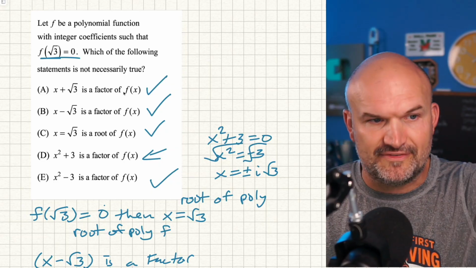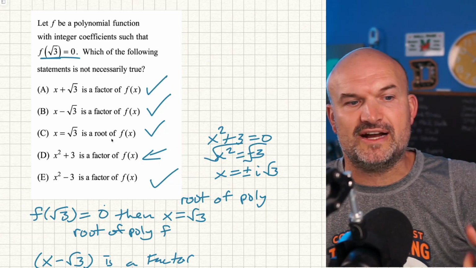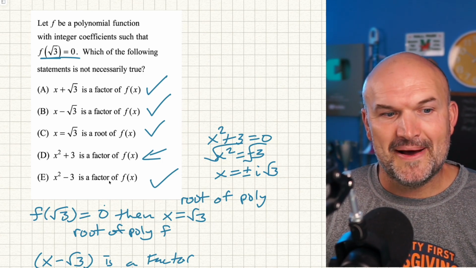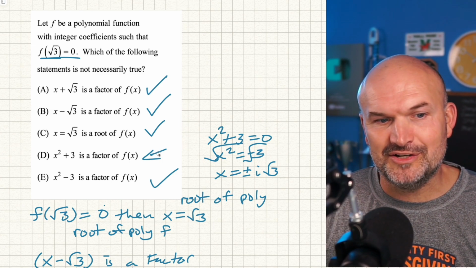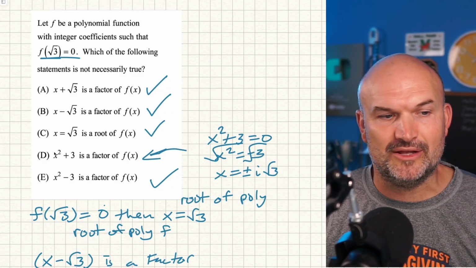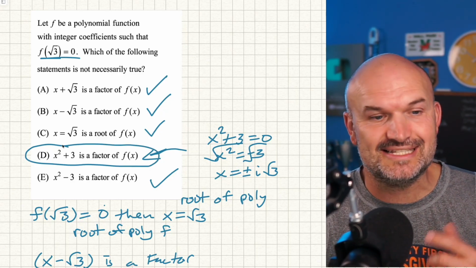So I can confirm that's a factor. I can confirm that's a factor. I can confirm that's a root. And I confirm the product of those two factors would also be a factor of that polynomial, right? I don't have enough information to know if plus or minus i square root of 3 would be a root of this polynomial. So therefore, this is going to be the statement that I know is not necessarily true.